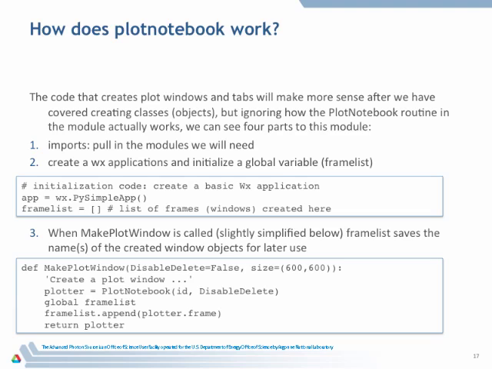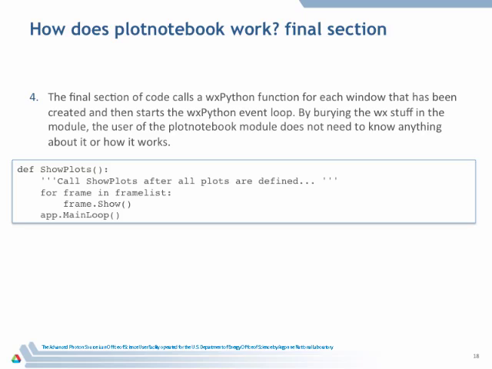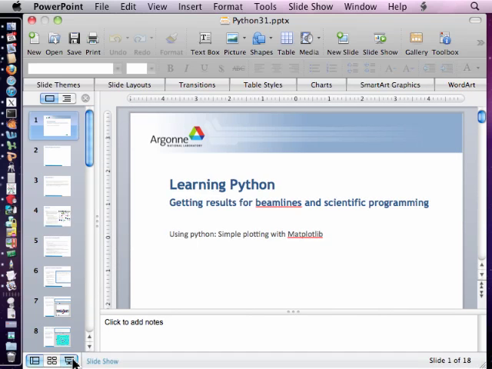Okay, that's fine. What else does it do? Well, when I call show plots, it's going to go through my list of stuff that I put in my frame list, and it's going to call show on every single one of those for me, so I didn't have to keep track of what I created. And then finally, it's going to start the event loop. It's going to put us into WXPython and say, okay, now start looking for WXPython buttons. Again, you don't have to know what it does because it's wrapped inside a module for us. And you saw a demo of how it works.